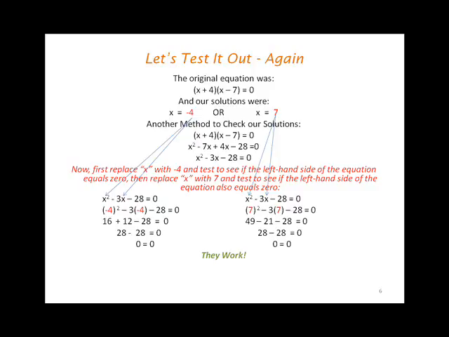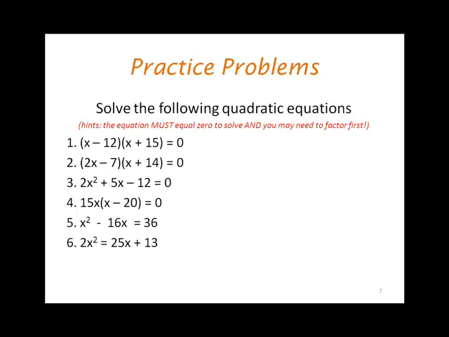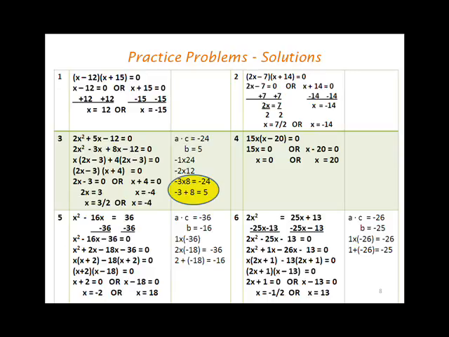The trick is, and there's a hint on there, to use the zero product property, the equation must be equal to 0. So if there's something on the right-hand side, like in number 5 and number 6, you need to move it over to the left-hand side first. And then 3 through 6, none of those are factored. Well, 4 is factored, but 3, 5, and 6 are not factored. So here are our solutions to our practice problems.